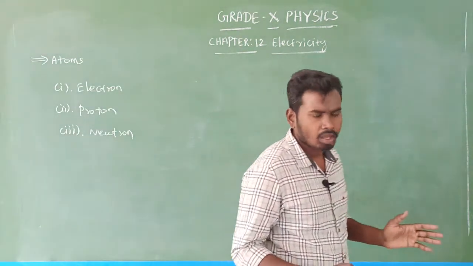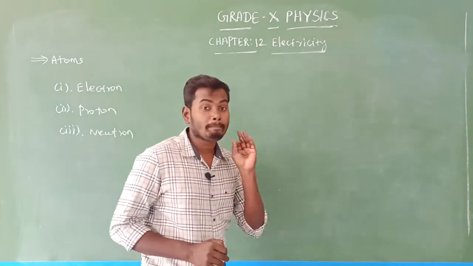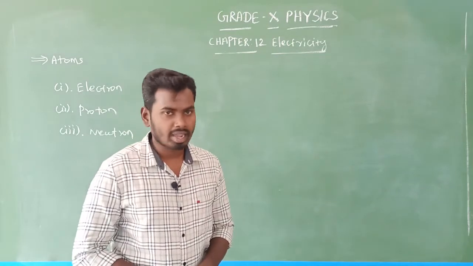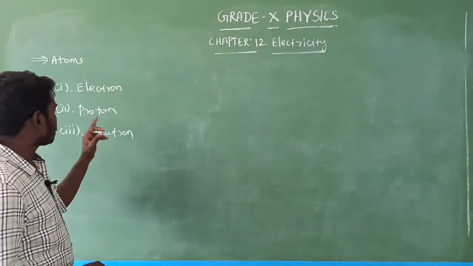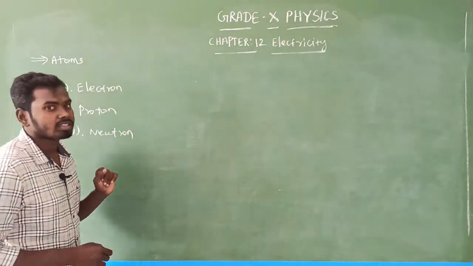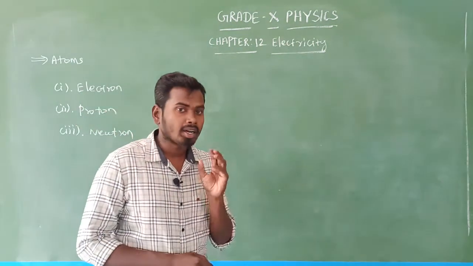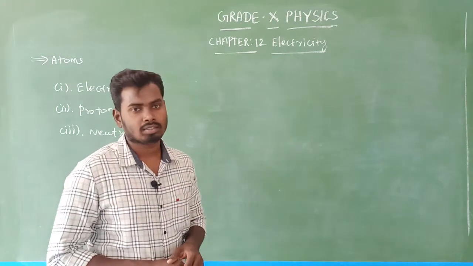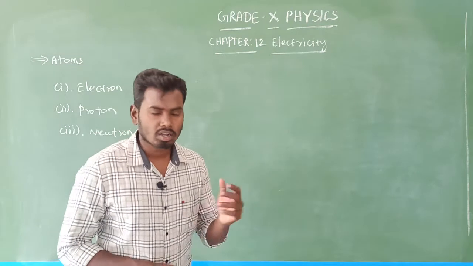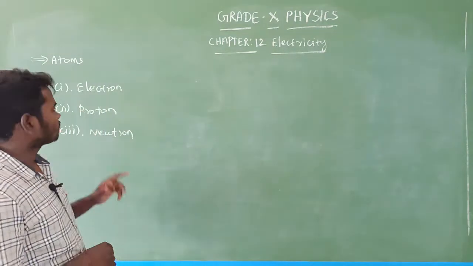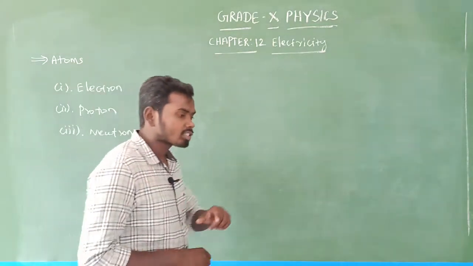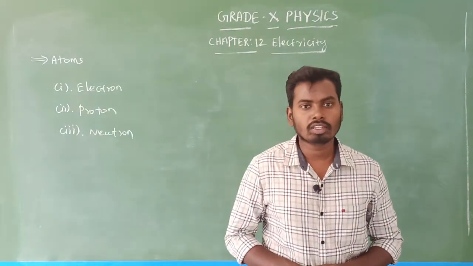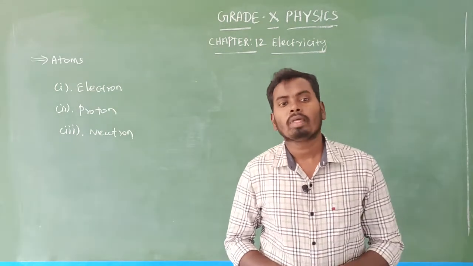Every atom contains three main particles: electron, proton, and neutron. Isn't it? Yes. This proton and neutron, which is held firmly at the center of an atom, we generally call the nucleus. Then what about the electrons, sir? Electrons continuously revolve around the nucleus.